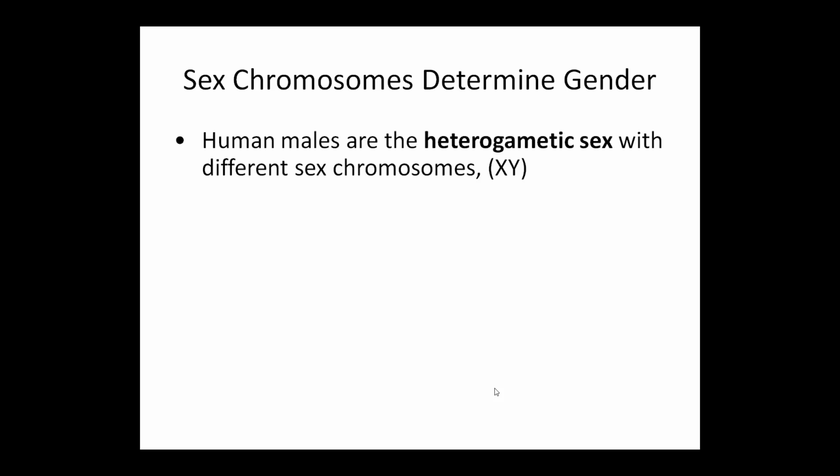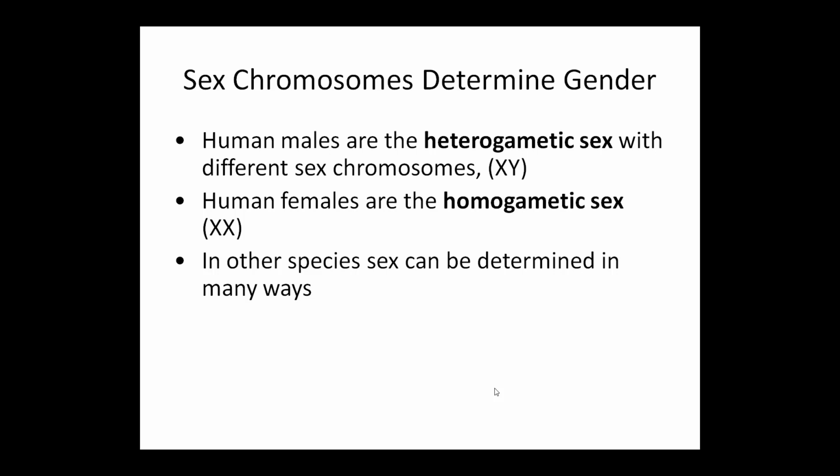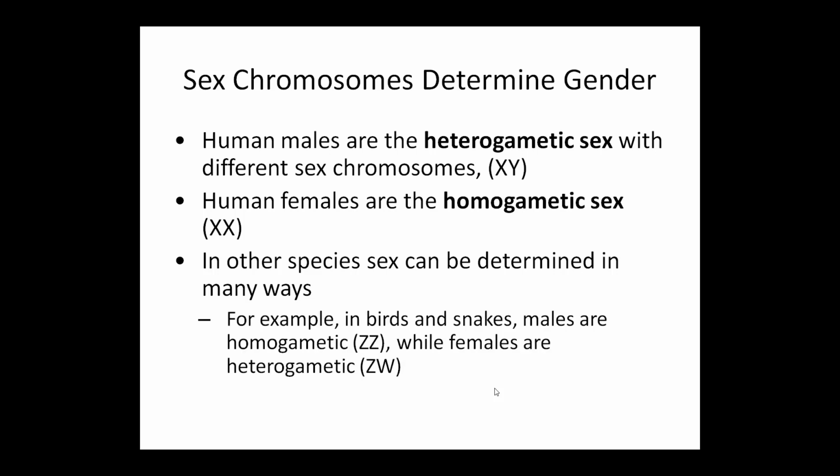So moving on to how sex chromosomes determine gender. Like we said, human males are heterogametic because they have two different sex chromosomes, X and Y, and human females are said to be homogametic because they have two X chromosomes. In other species, sex can be determined in many ways. In birds and snakes, for example, it's the opposite. Males are homogametic, ZZ, and females are heterogametic, ZW.